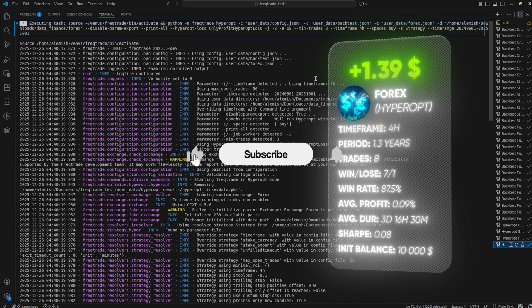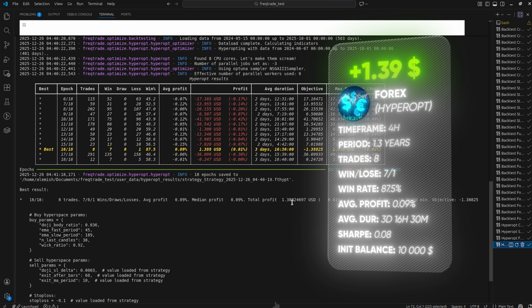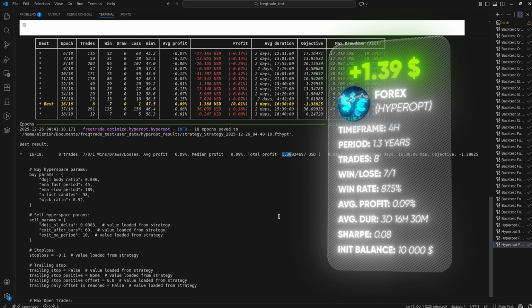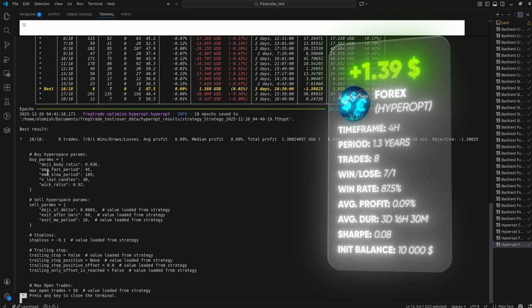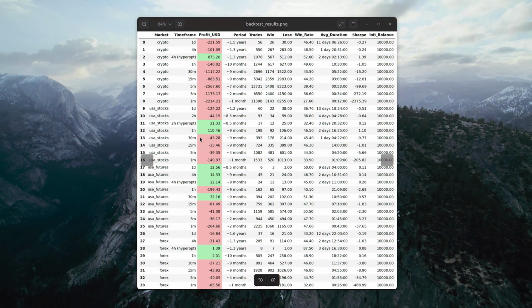And finally, Forex market, 4 hours time frame. Let's see what we got here. Our best result is only $1.3 profit, so that's extremely low. But still, best parameters are here. And here you can see the final results table with all markets, all time frames, including optimization. So what we can see, it's mostly red, so we mostly lose money. Only futures market is more or less positive.